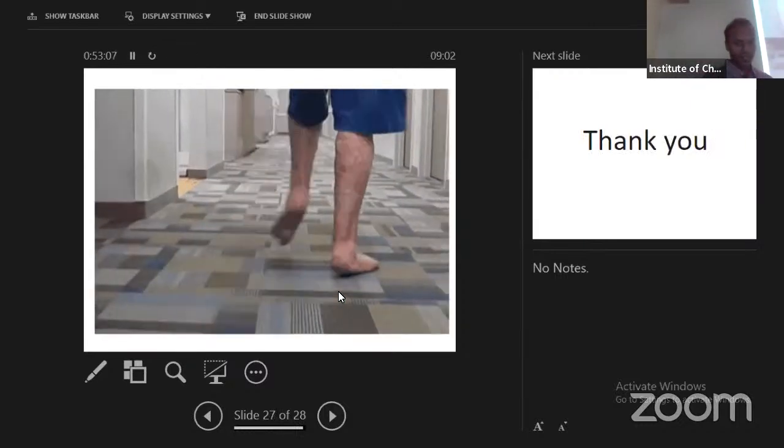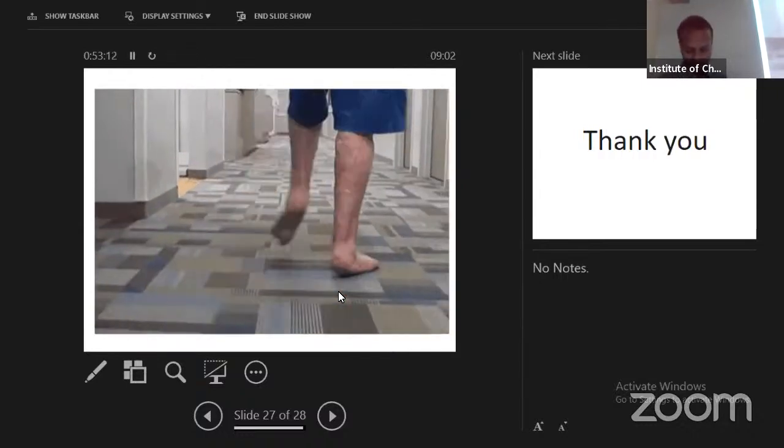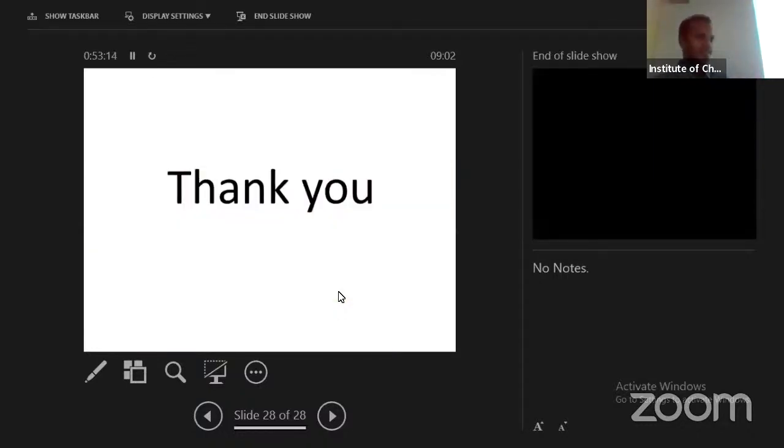This is the high stepping gait. It is usually associated with foot drop and neurological causes.